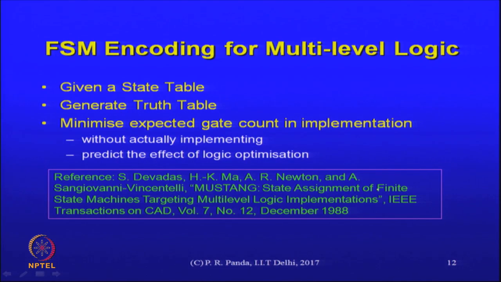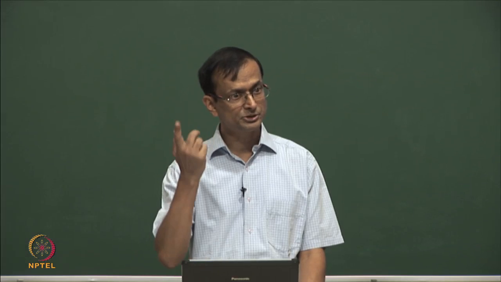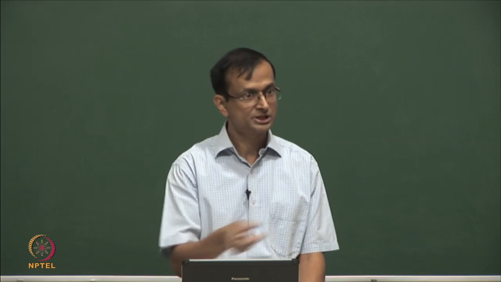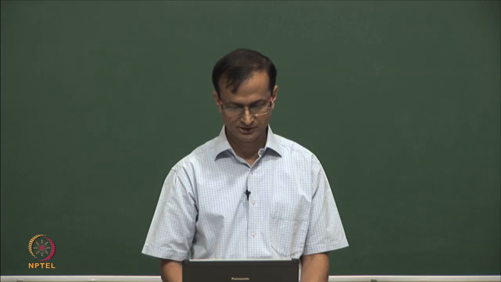So, the objective of course is to minimize the expected gate count in the implementation when the implementation is not there. You do not want to actually implement it, but you want to argue at a logic level, if I did this, then this kind of logic is likely to be output, and those kinds of opportunities the optimization tool is likely to extract, and therefore this is better than that. That kind of an argument is made here.